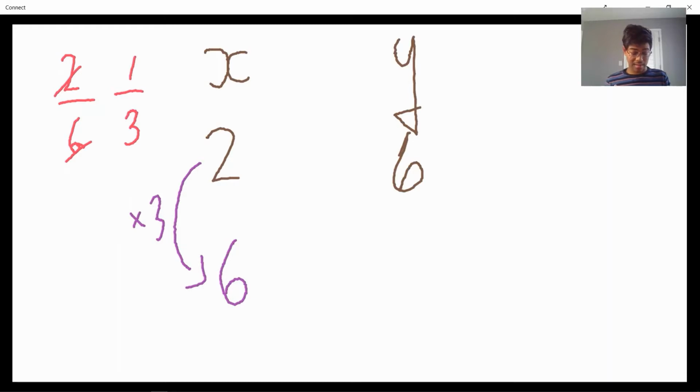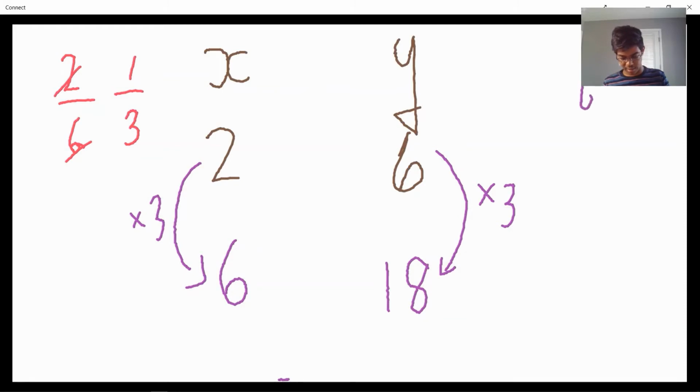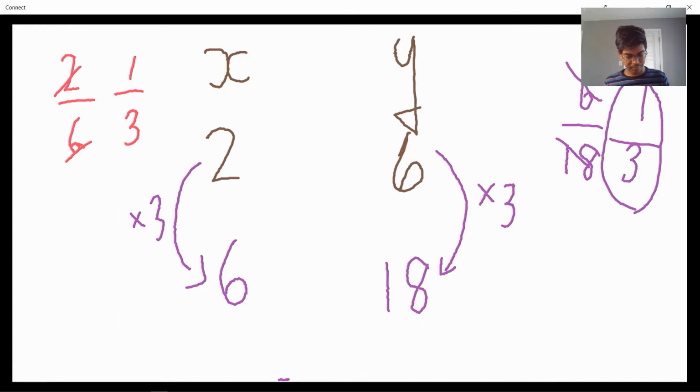Well, it's not enough to only increase x. If I want to maintain that common ratio of 1 over 3, I need to increase y by the same factor of 3. So I get 18. And the reason why is if I now divide 6 by 18, I'm going to get the same ratio that I got over here. 1 over 3, 1 over 3. And that constant is what defines a proportion, a direct proportion.